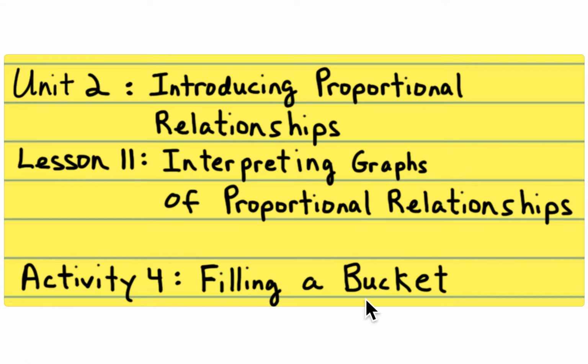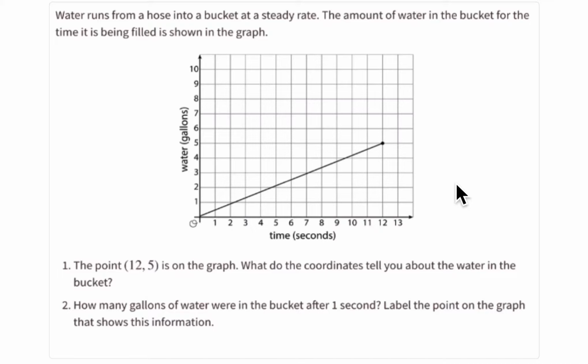This is activity 4, filling a bucket, from lesson 11, interpreting graphs of proportional relationships. In this activity, you're given a graph of the amount of water that flows into a bucket in gallons, given a certain amount of time in seconds. It tells you that you have the point (12, 5), which is right here, and asks you what that point is. What does it tell you about the water that's flowing into the bucket, and how many gallons of water were in the bucket after 1 second, which is right here.